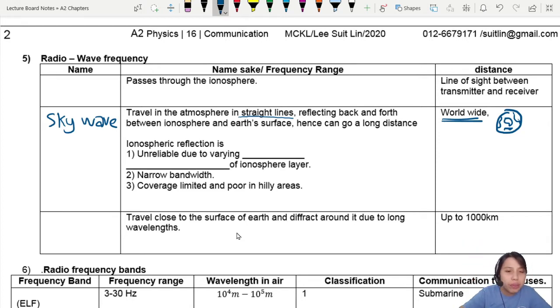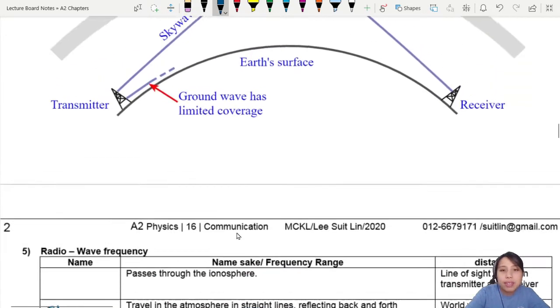But this ionospheric reflection way of propagating is kind of unreliable due to the varying thickness of the ionosphere. Some places thicker, some places thinner, so your reflection is also a bit strange and hard to predict. Different thickness, different height, and different density of your ionosphere. And of course, narrow bandwidth, usually AM. Very small spike, not much information, very low frequency, your voice will be a bit distorted. And of course, your coverage is limited and quite poor in hilly areas. Got mountain here, mountain there, it's going to be very bad signal. So that's what we call a sky wave.